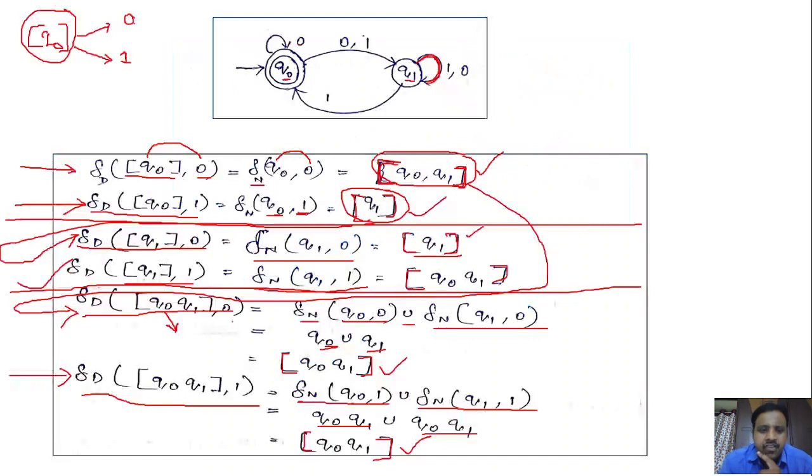Okay. Now the final states. So what is the final state in the NFA? Q0, right? So in the given NFA, the final state is Q0, right? So in the DFA, wherever you are having the Q0 as a state, mark it as a final state. I'm repeating once again. In the NFA, the final state is Q0, right? So in the DFA, wherever you see the Q0 as a member in a state in the DFA, mark it as a final state.